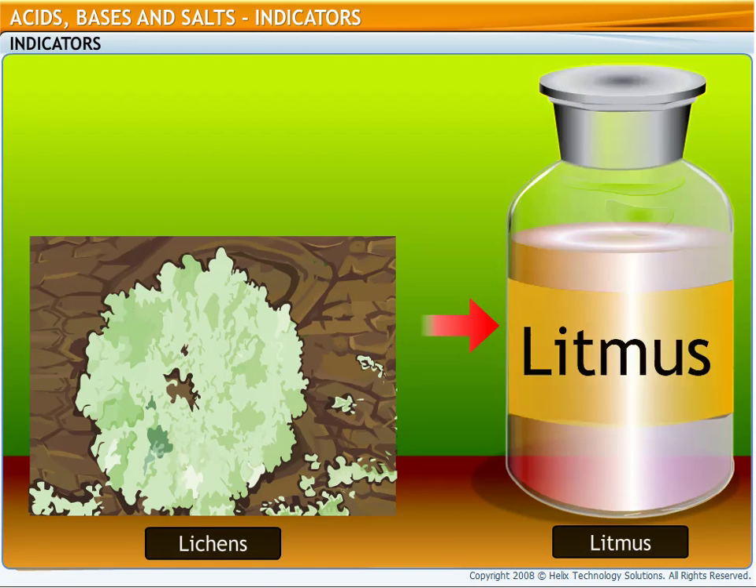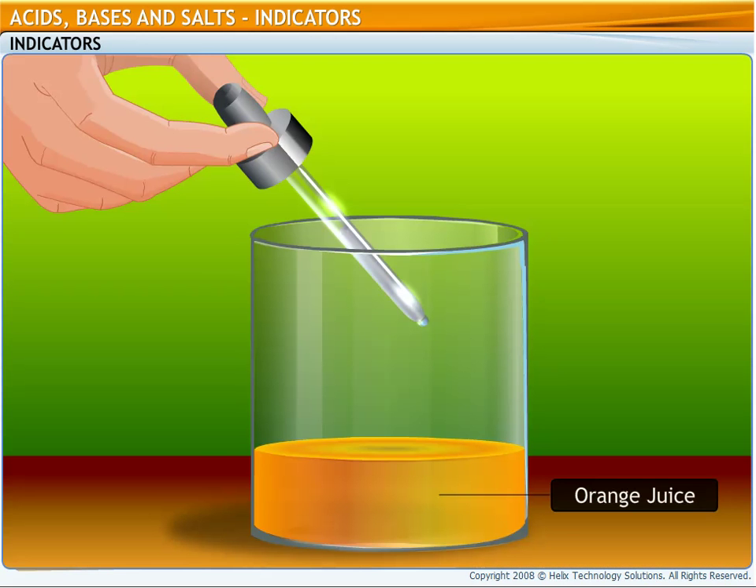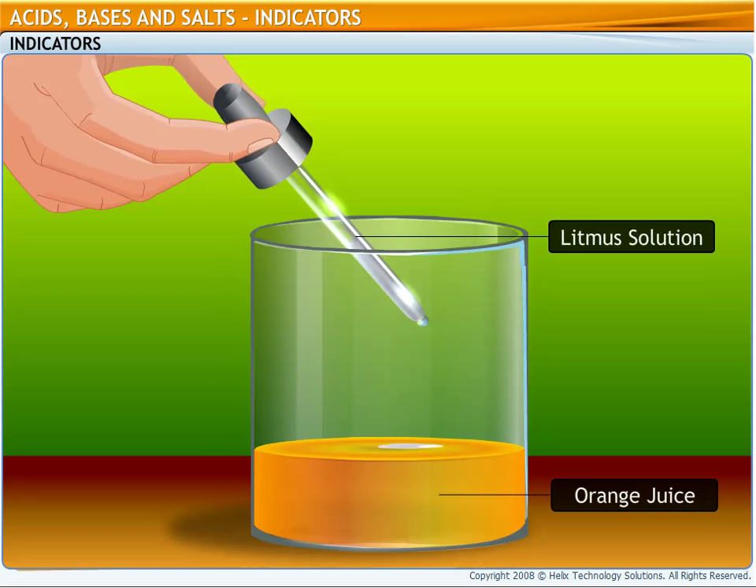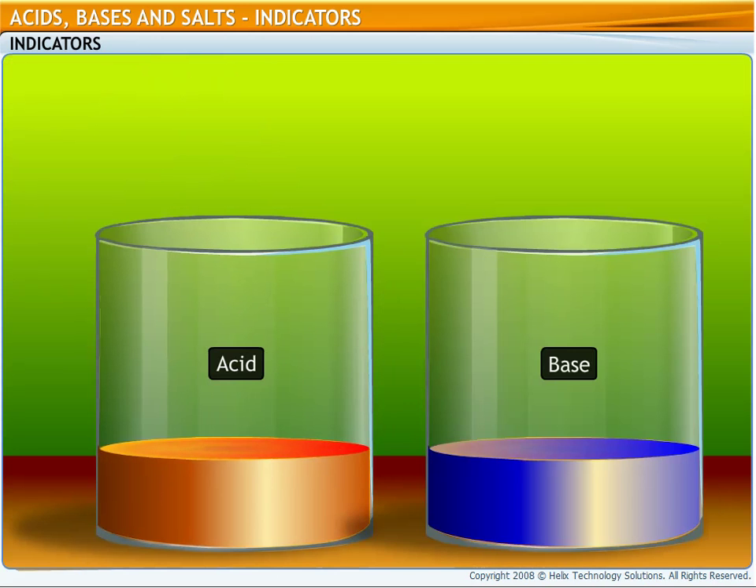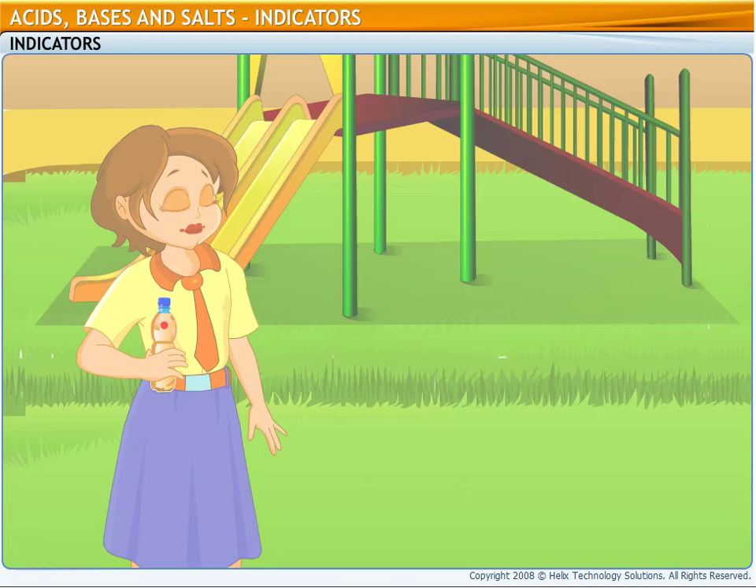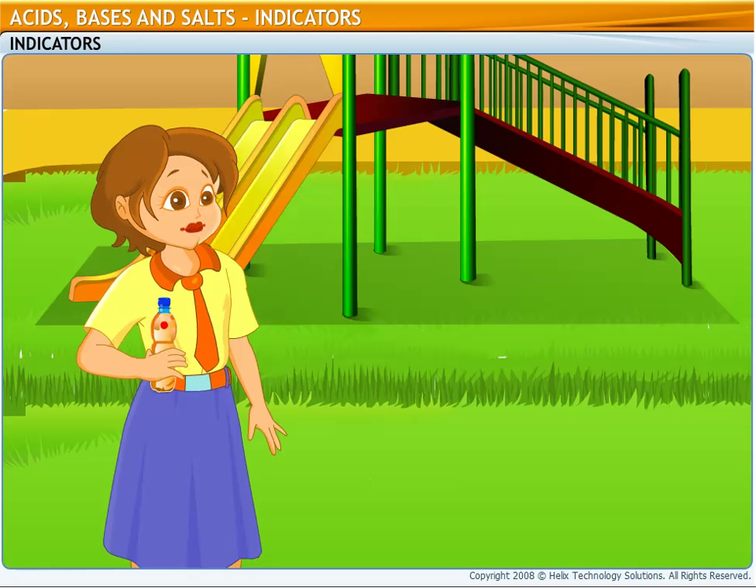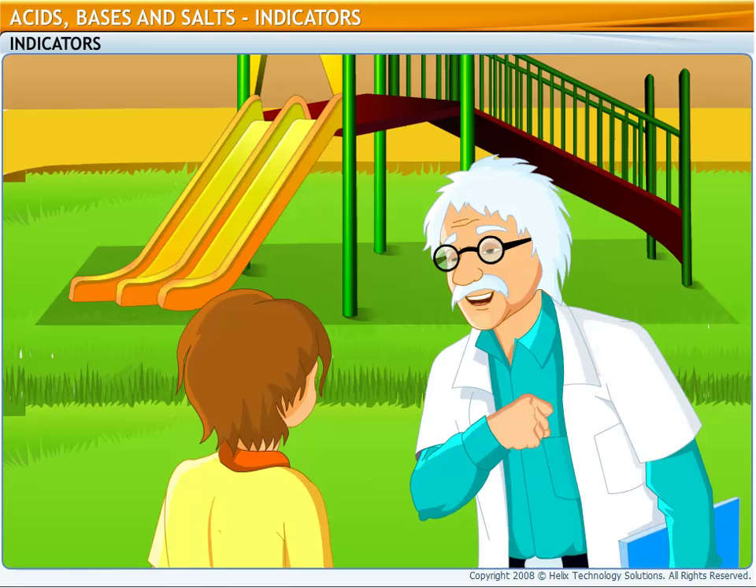See how the color of orange juice solution changes when I add the litmus to it. See, the solution turns red. This means the orange juice is acidic. If it were basic, then the color would have changed to blue instead. This is great. We have found our first acidic substance. Thank you, Mr. Wiz. You're welcome. Let me see how John is doing.